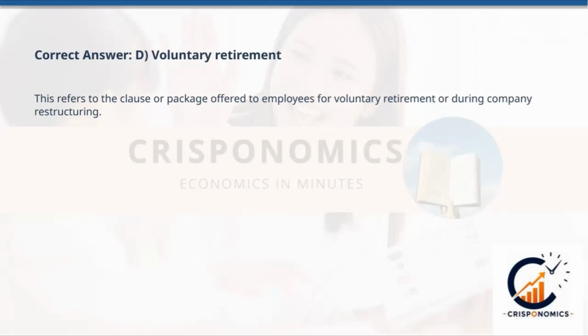This slide explains a specific term, the package or clause offered to employees who choose to retire voluntarily or during times when a company is restructuring. It's all about giving employees an option to leave on their own terms, often with some benefits or compensation. The correct answer here is voluntary retirement. It's a key concept when we talk about workforce changes and managing transitions smoothly.